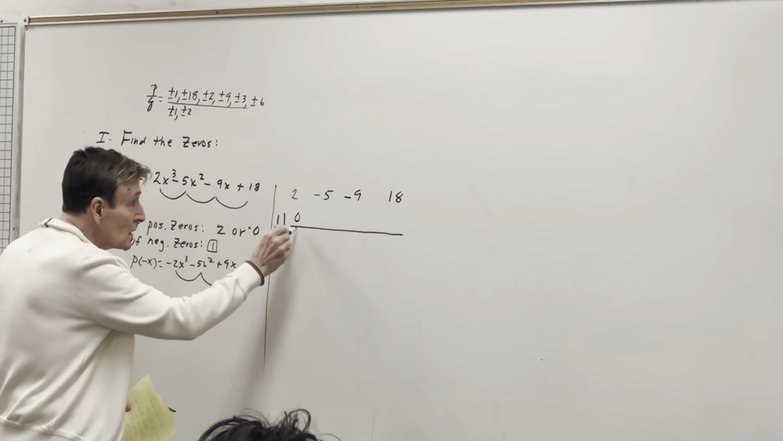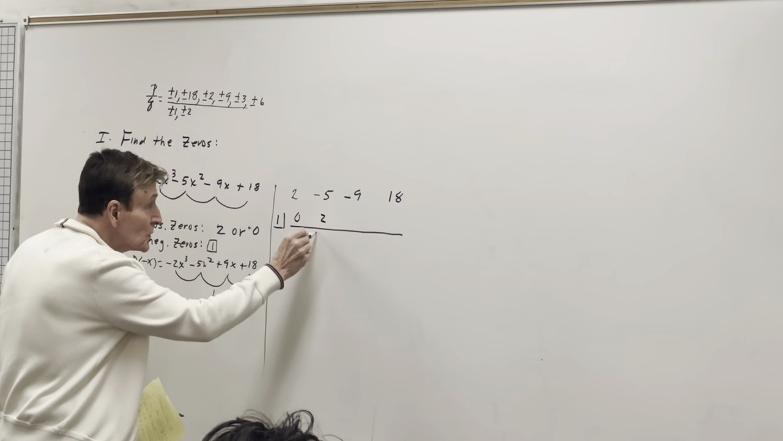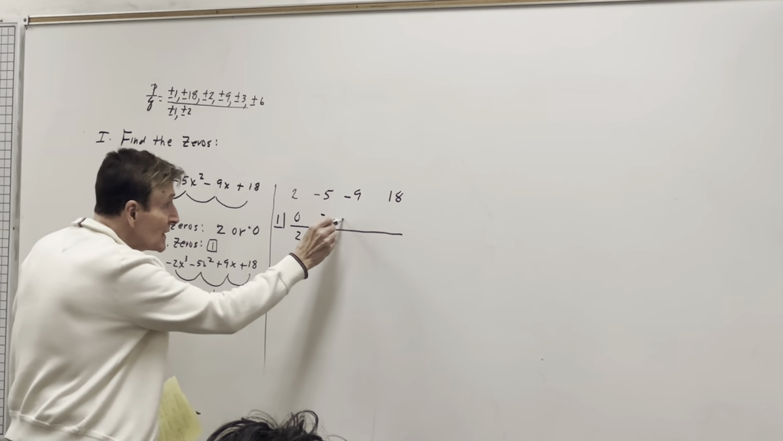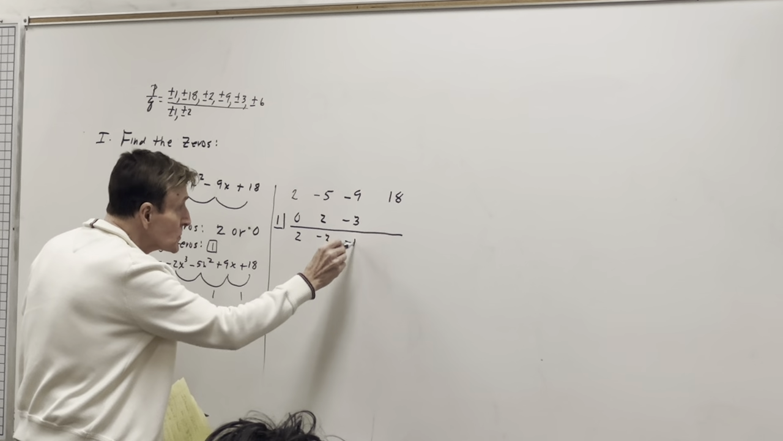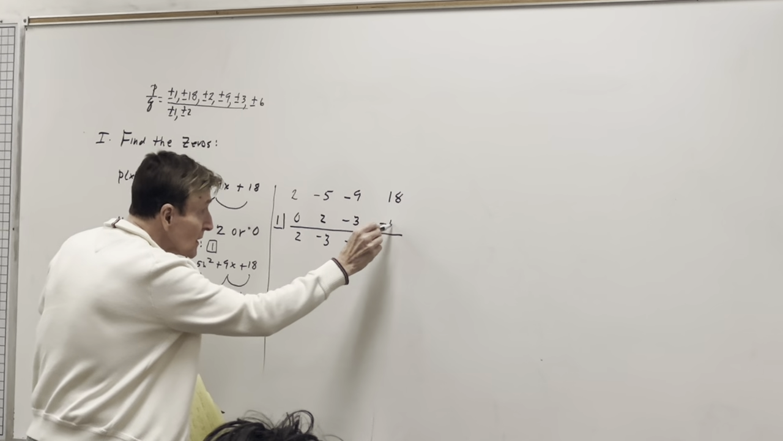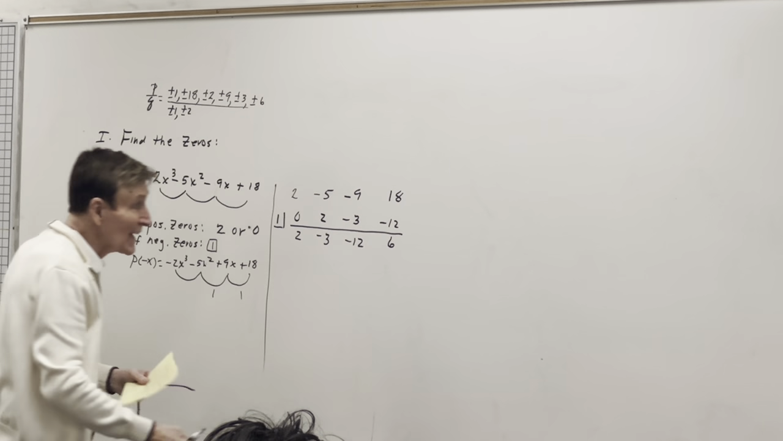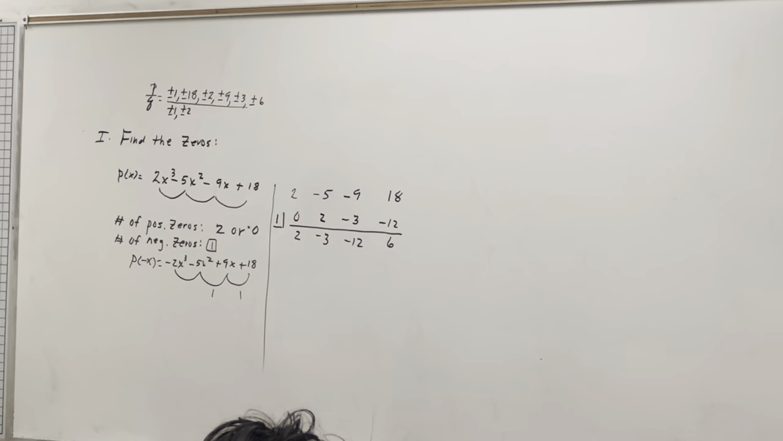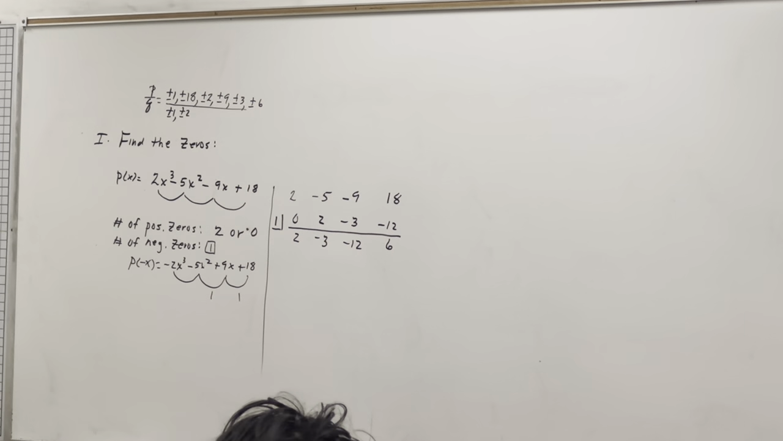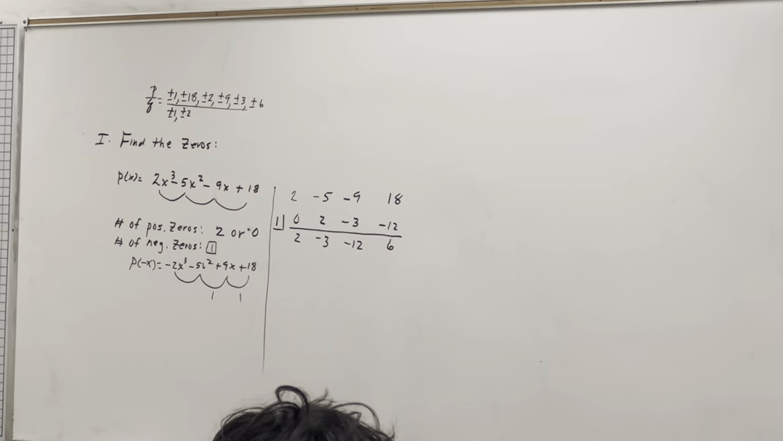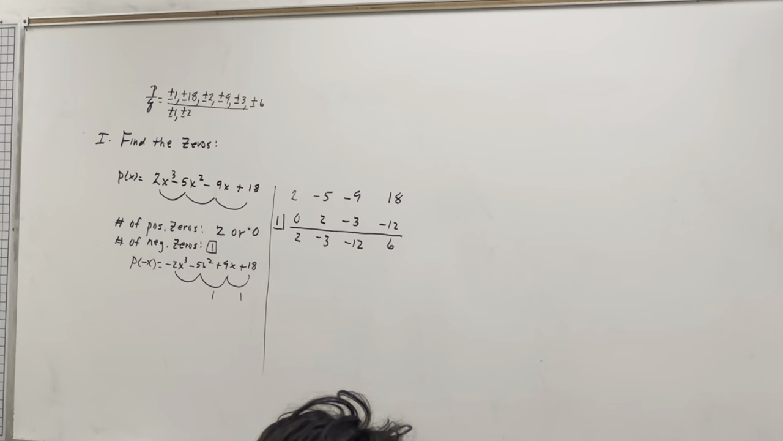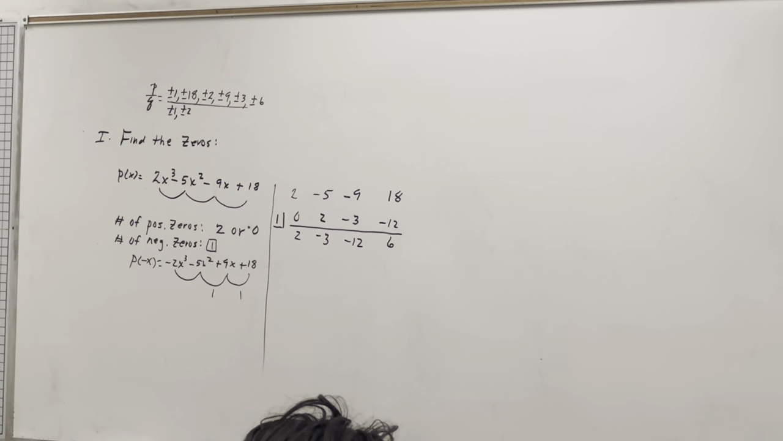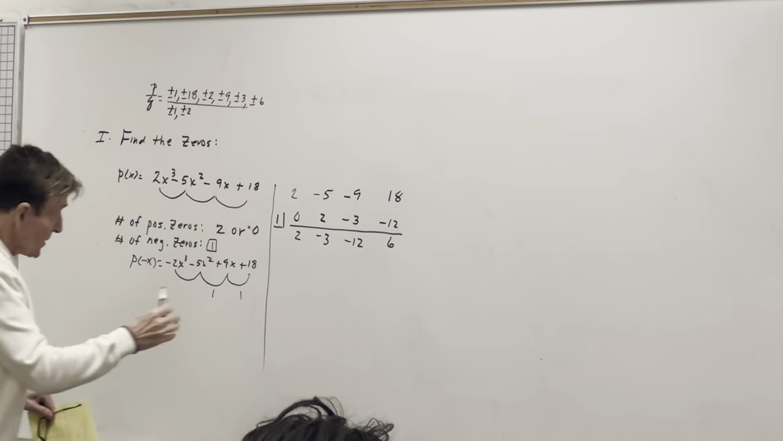Guys, there goes 0, 2, 2, -3, -3, help me out here, -12. Looks like 6. Now I did that fairly quickly. I got 6 on the end. Now watch what I want to point out here. Did it work? No. That's where a professor will get frustrated. Sometimes that first number you test may not work. Then you have to start all over.